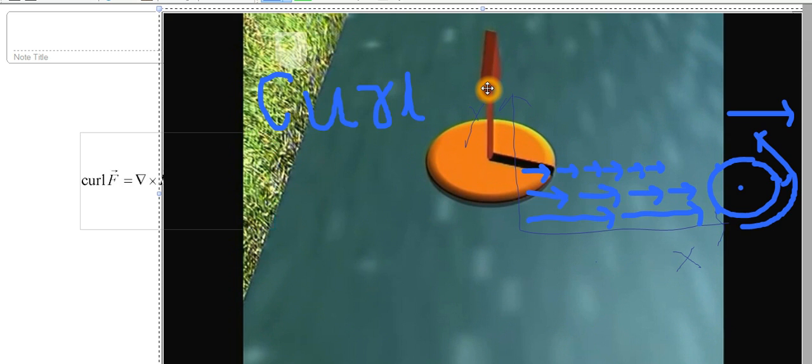How to find the direction of the curl? When you curl the right hand fingers along the direction of rotation of the disk, then your thumb will show the direction of the curl. That is, the axis about which the circle rotates is the curl of the vector. Suppose the rotation is with more velocity, then curl will be more. If the rotation is less, then curl will be less.